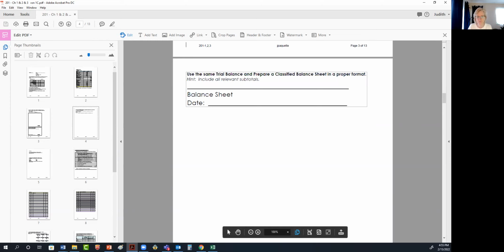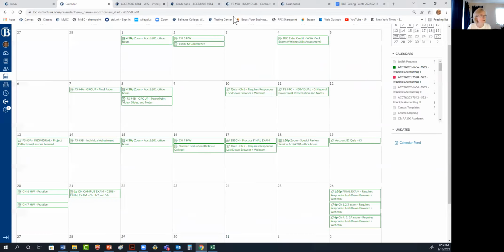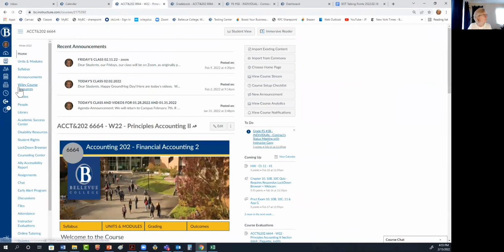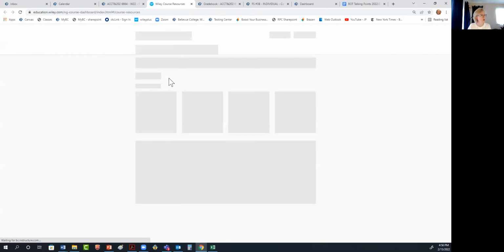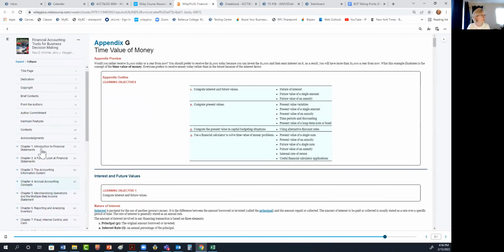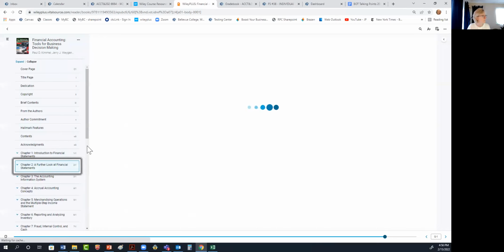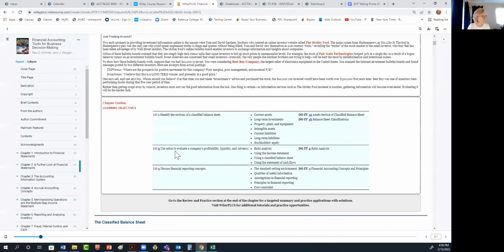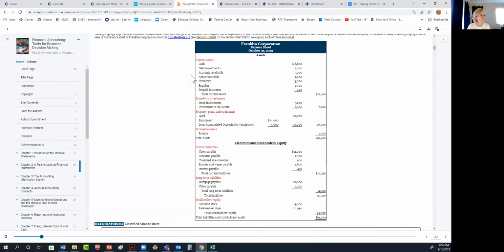If we look at the Franklin balance sheet, it's really super helpful on what a classified balance sheet looks like. I actually use it myself when I'm teaching or preparing a test, just to make sure I've got all the categories right, although by now I've pretty much memorized it. This is it right here, okay? So current assets, then long-term, then property, plant, and equipment, if there's intangibles, then current liabilities, long-term liabilities, and stockholders' equity.